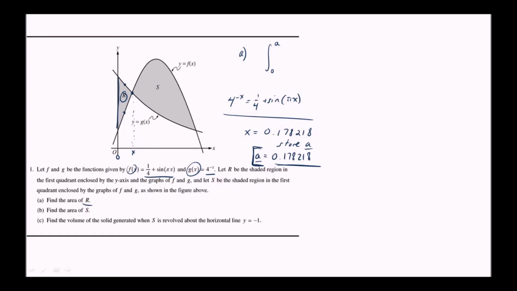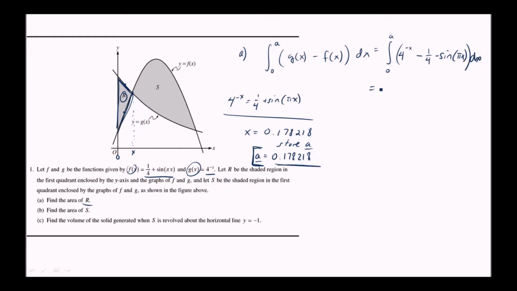Anyway, so the integral from 0 to a of what? We want the area under the curve. But really here we have the area between two curves. We have the area that is under g but over f. As such, we want g of x minus f of x dx, which is the integral from 0 to a of 4 to the negative x minus 1/4 minus sine of pi x dx.